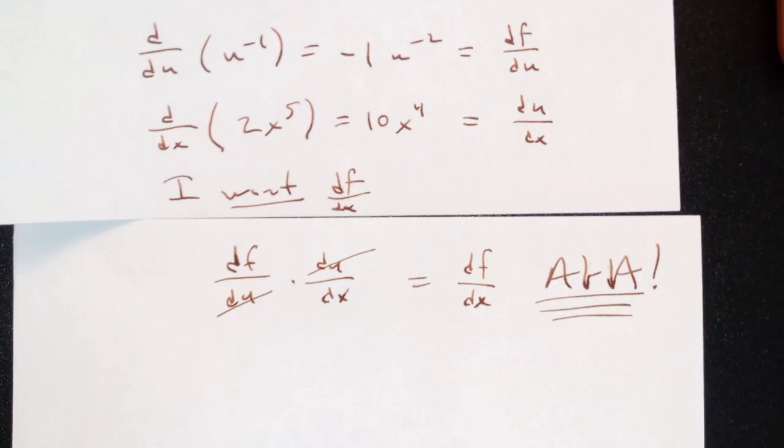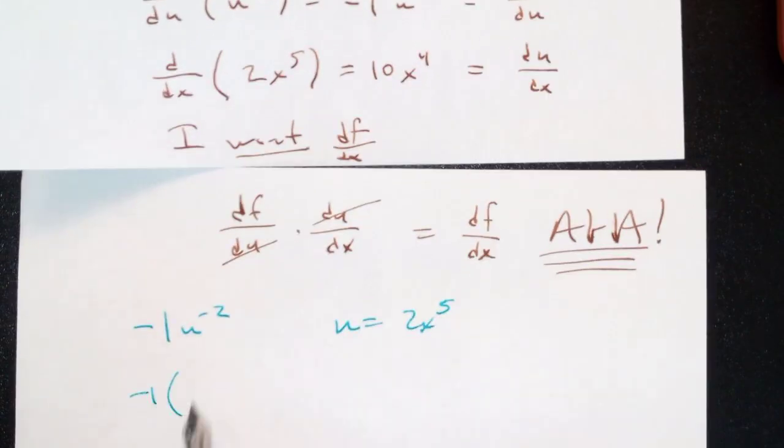Except df/du up there is written in u, right? I want to finish with everything in x. So here's my cheat. Instead of writing the letter u here, I'm going to write the stuff that u is in terms of x. Minus 1 u to the minus 2, but u is equal to 2x to the fifth. So this is going to become minus 1, 2x to the fifth to the minus 2. That's the df/du part.